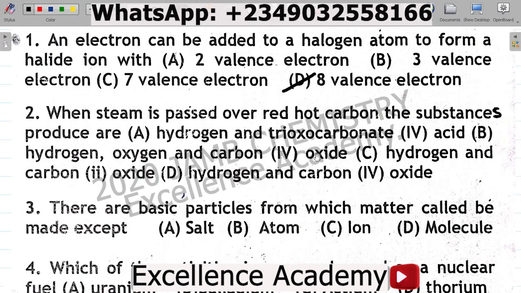Now for question 2, you want to note that hydrogen and carbon II oxide, or carbon monoxide, will be formed when steam is passed over red hot carbon. So the correct answer to this question is actually option C, hydrogen and carbon II oxide. So this will be the product when steam is passed over red hot carbon.